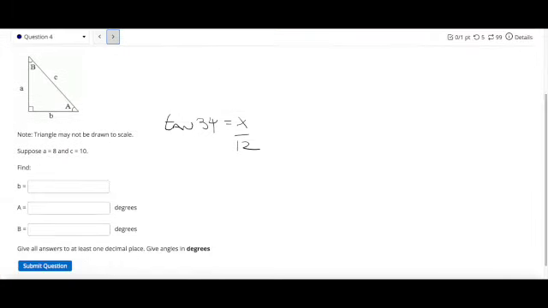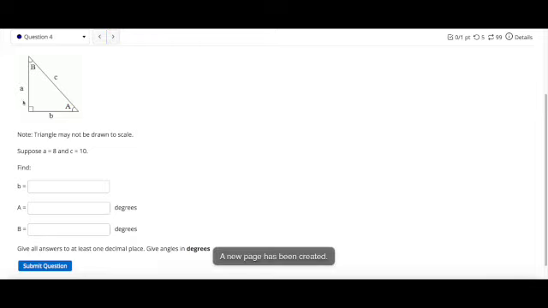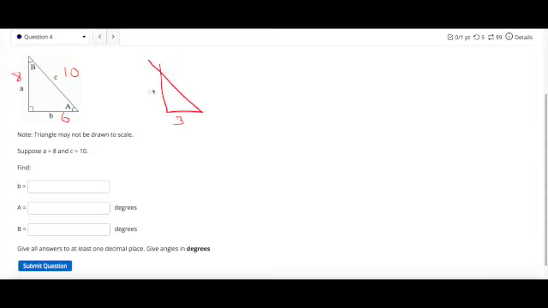Okay, let's see what happens now. Suppose A is 8. Let me make it red so it pops out against the background. If A is 8 and C is 10, this will be 6. I'll tell you why: this is simply the 3, 4, 5 triangle multiplied by 2. They do that a lot. They disguise this basic triangle by multiplying it up by 2 or by 10 or by 3. But once you spot it, they're easy to solve because now we know that B is equal to 6.